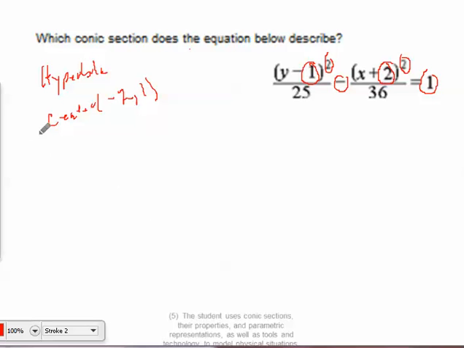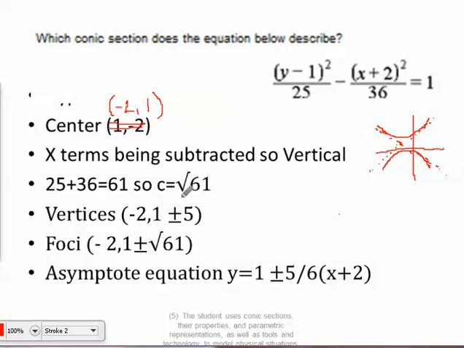Okay? So let's look and see where we would put the other things, like the asymptote. Well, the asymptote is going to be at 1, the value of y. We had that one, y, 1. Plus or minus 5 over 6. Well, that's this value here, divided by this number, right? 5 over 6 times x plus 2. Where'd the 2 come from? Well, the 2 is the value for the center here, right? So it becomes real easy for you to locate that.